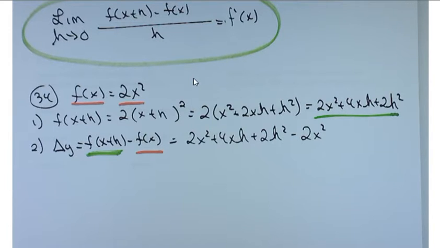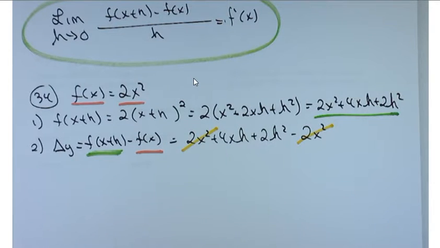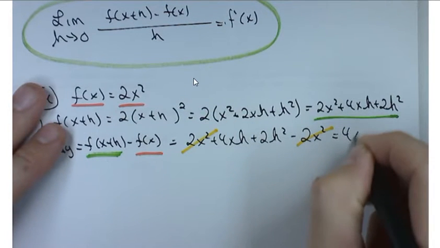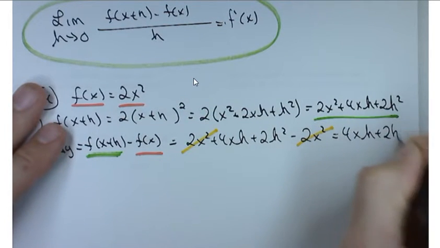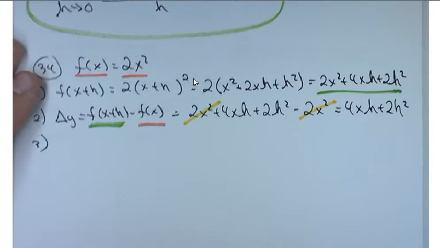Something nice happens here. 2x squared disappears. That cancels itself out. So that's nice. That leaves behind 4xh plus 2h squared. That brings us down to the third step.